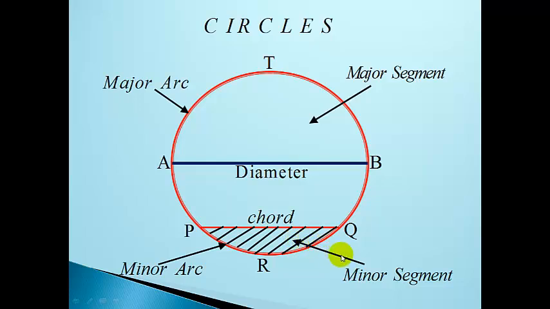We have the minor segment, that is the shaded portion of the circle, and we have the major segment, that is the unshaded portion of the circle. We have the minor arc, that is arc PRQ, the arc forming the minor segment, and we have the major arc, that is arc PTQ, the arc also forming the major segment of the circle.